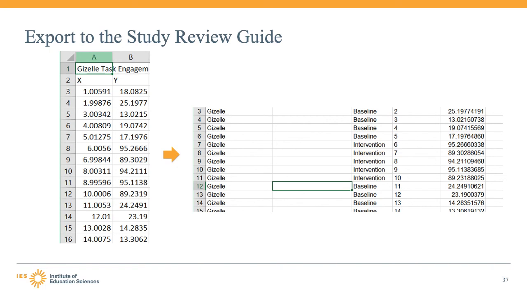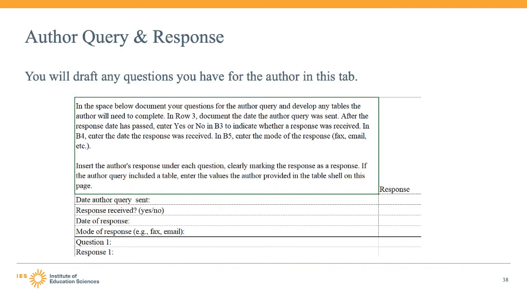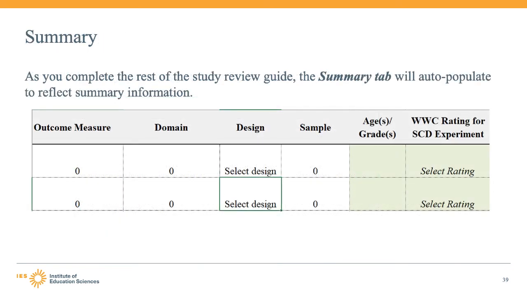This completes our example demonstrating how to extract data from single-case design plots using the Web Plot Digitizer software. We will now discuss the final two tabs of the Study Review Guide. If it is necessary to reach out to authors via Author Query for additional information to complete a review, the Author Query tab is a place to draft any questions you might have for the authors. Any response to the Author Query can also be recorded here. Finally, the Summary tab provides a quick overview of all the experiments in the review and the study ratings after you have completed a study review.